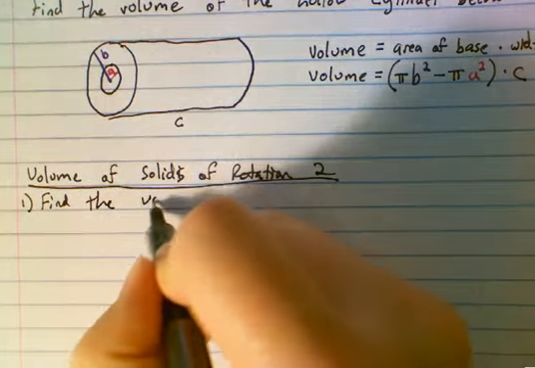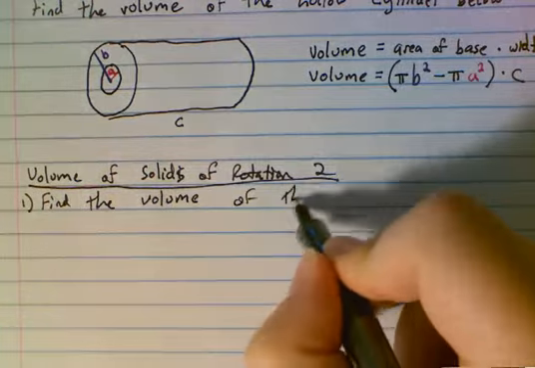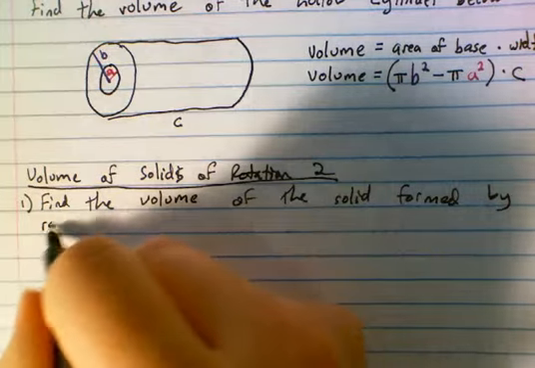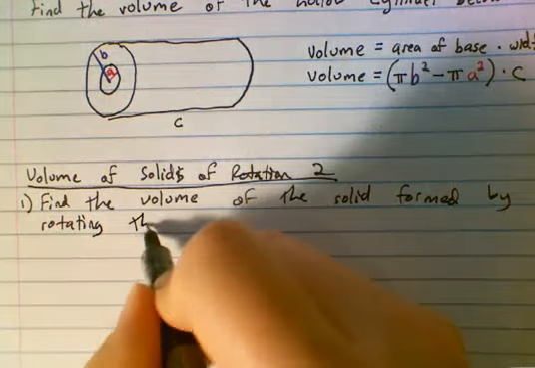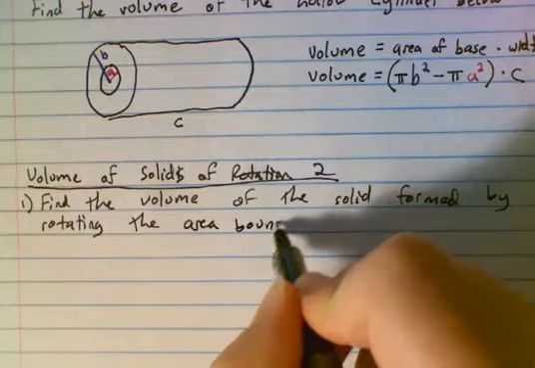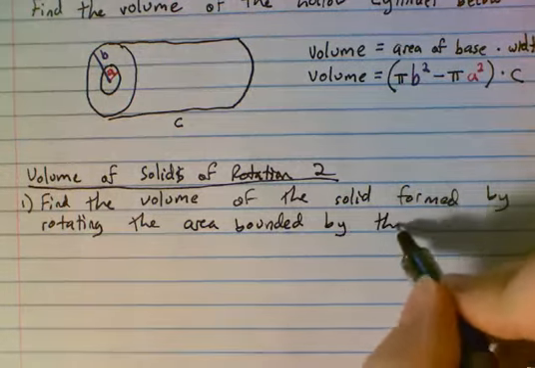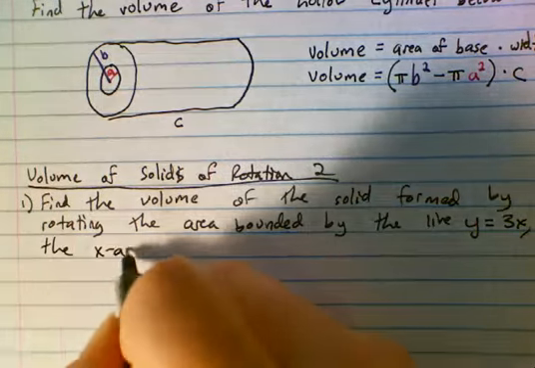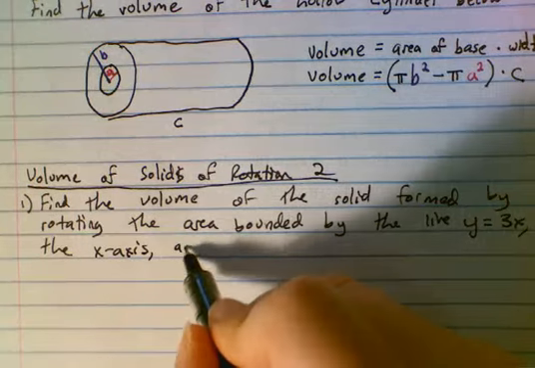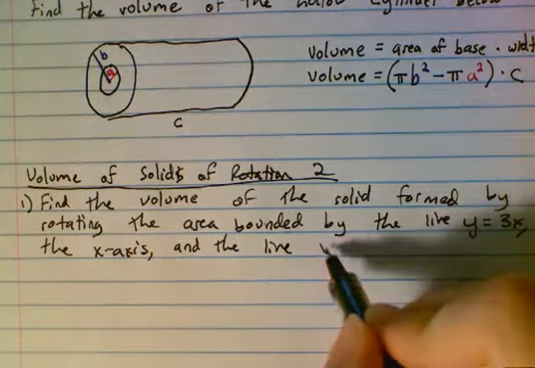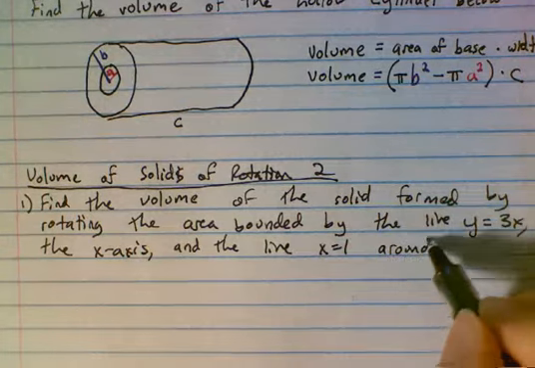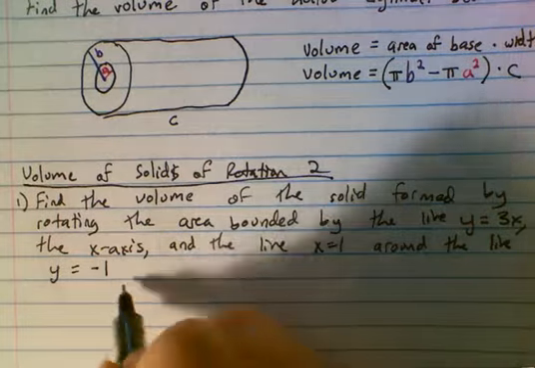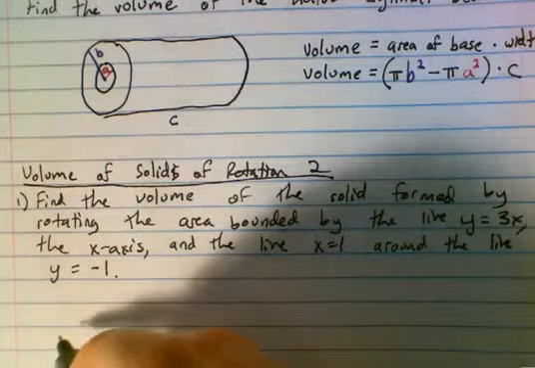Find the volume of the solid formed by rotating the area bounded by the line y equals 3x, the x-axis, and the line x equals 1 around the line y equals -1. So first things first, I'm going to draw that out.